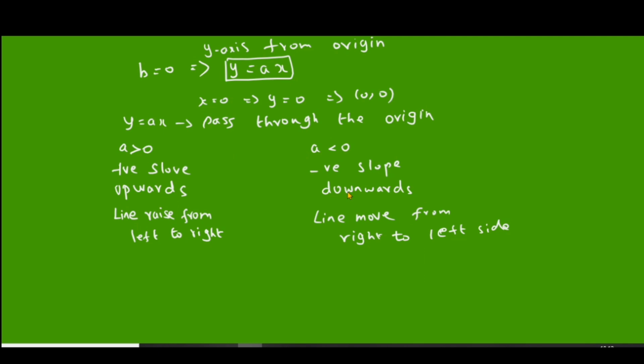That is, A greater than 0 covers the first and third quadrants, while this will cover the second and fourth quadrants. These are the points when we have A greater than 0. These are the points when we have A less than 0.